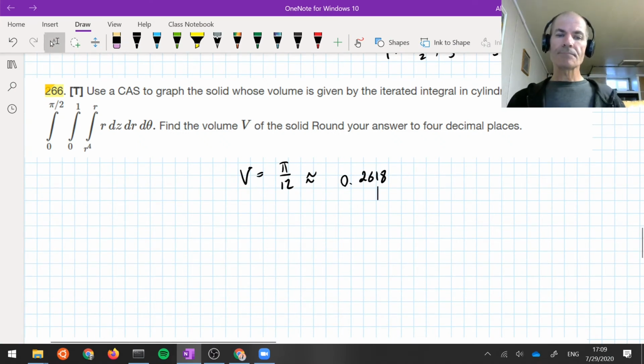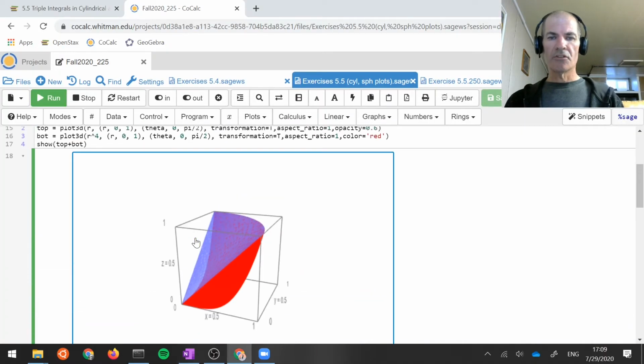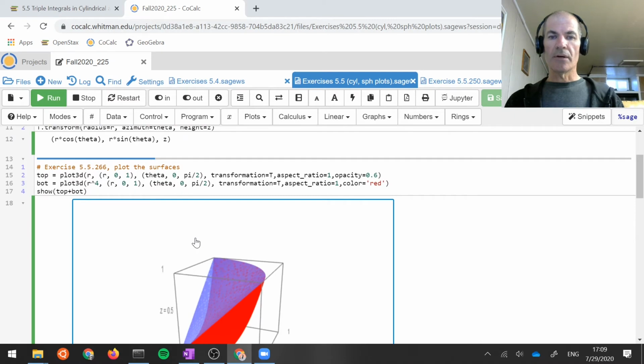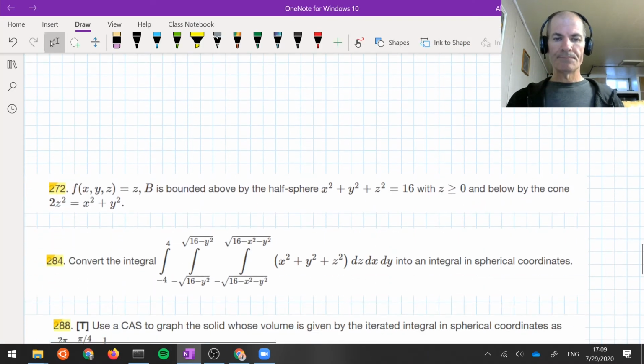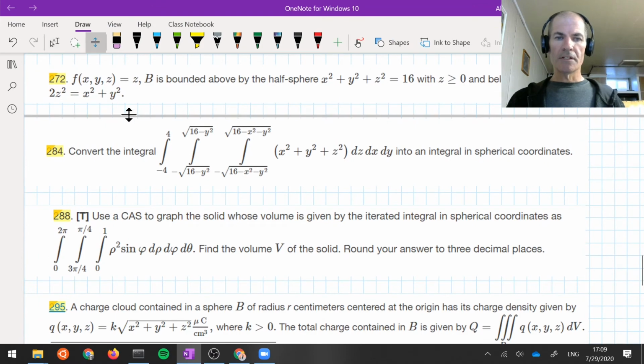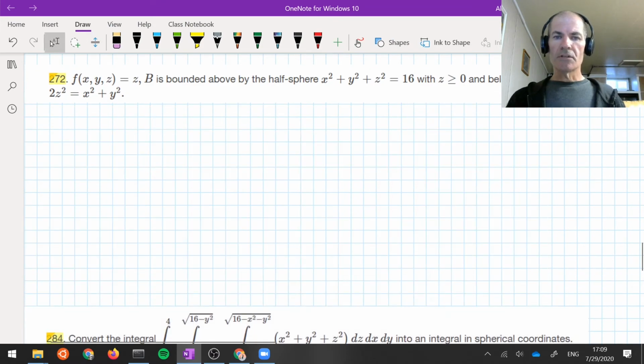All right. I'll post a link to this Sage worksheet in case you want to play around with it. It also has spherical plotting in it, which we'll do in a minute. All right, let's continue. Exercise 272.